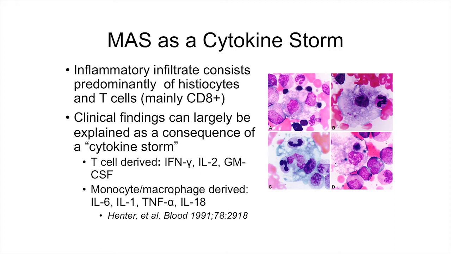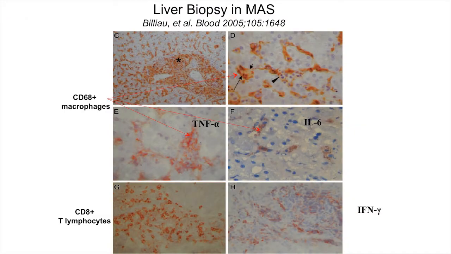The inflammatory infiltrate consists almost exclusively of histiocytes and T cells, and if you look at the T cells, it's predominantly cytotoxic CD8 cells. All these cells produce massive amounts of cytokines, creating a cytokine storm. And in fact, many clinical features of MAS could be directly linked to this cytokine storm. A couple of examples. Here we are looking at a liver biopsy from a patient with macrophage activation syndrome. If you look at the panel here, massive periportal mononuclear cell infiltration, mainly histiocytes and T cells.